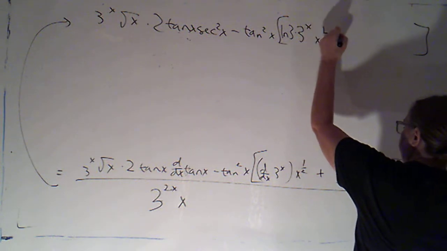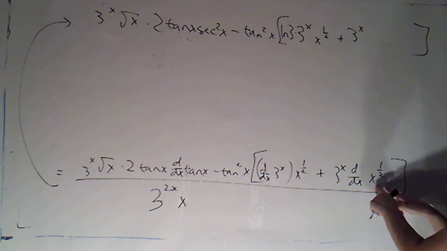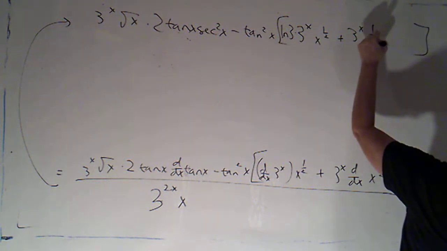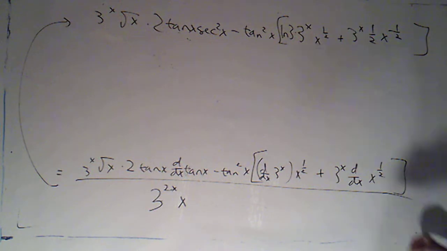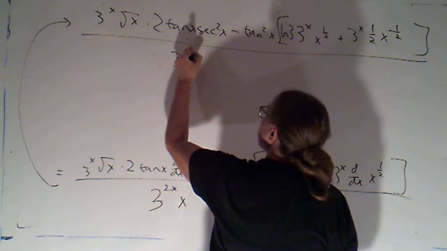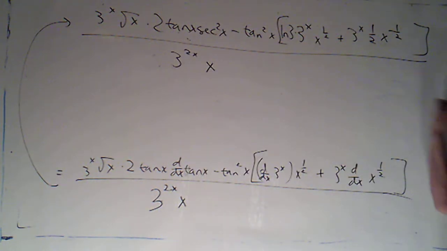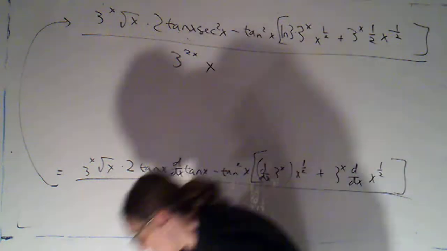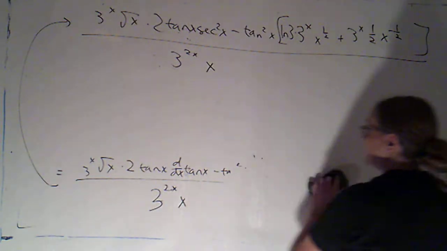and then times x to the 1/2 plus 3 to the x. And then the derivative here would be 1/2 x to the negative 1/2 all over 3 to the 2x times x. Now, at this point, I've evaluated all of the d by dx's. So, depending on what the directions actually said, I might be able to stop here.